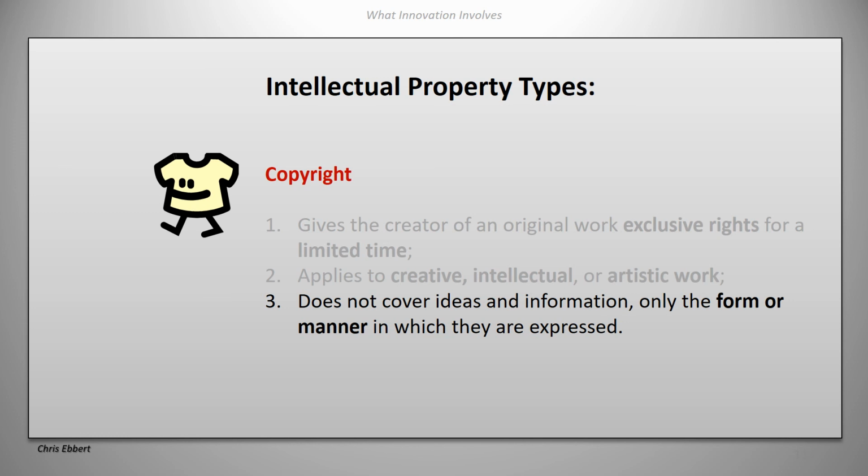So a copyright does not cover ideas and information. It only covers the form or manner in which they are expressed. So the way in which Calvin and Hobbes is drawn makes them specific, gives them the character, the unmistakable character of Calvin and Hobbes, and that is what is protected. So the copyright doesn't mean that nobody else can draw little boys or stuffed tigers, as long as they draw them differently from the original Calvin and Hobbes author.